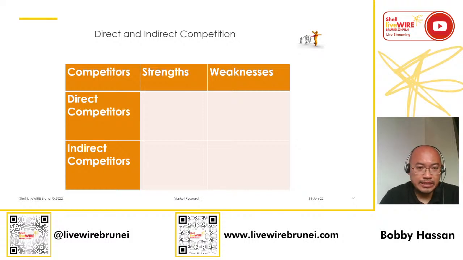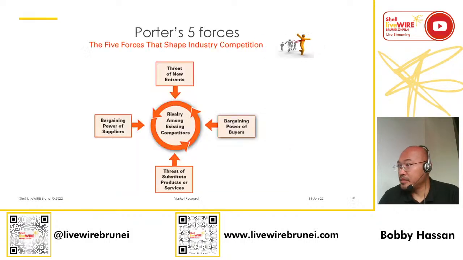A simple example is, in my case, one of the things I do is I also coach swimming. So there's a huge market for swimming classes, but most of the coaches actually teach children. Not a lot of the coaches teach adults. So there's a gap there. So that's why I focus more on teaching adults. So that's again direct and indirect competition.